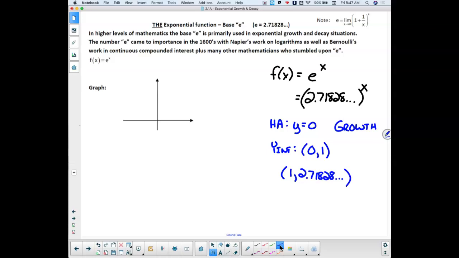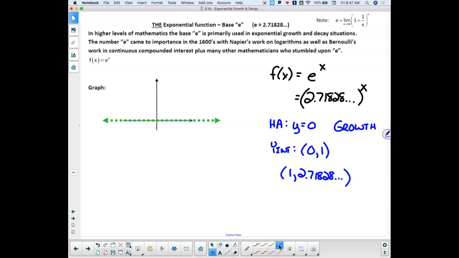So if we were to graph that function, like that, right? Okay, love it.